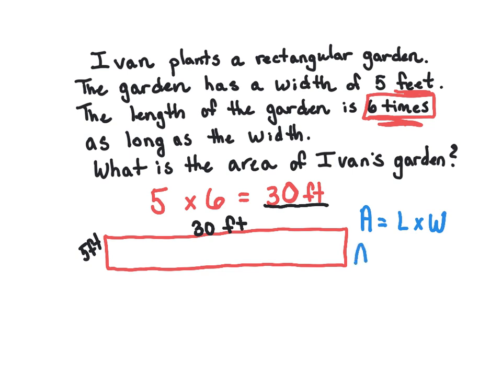So let's put our A, and we're going to set up our equation. Our length is 30, and our width is 5. Now remember, we don't have to worry about which is the length and which is the width, because either way, our product is going to be the same. So A is equal to 3 times 5, we know is 15. We add on our 0. So 150 feet squared is our area.